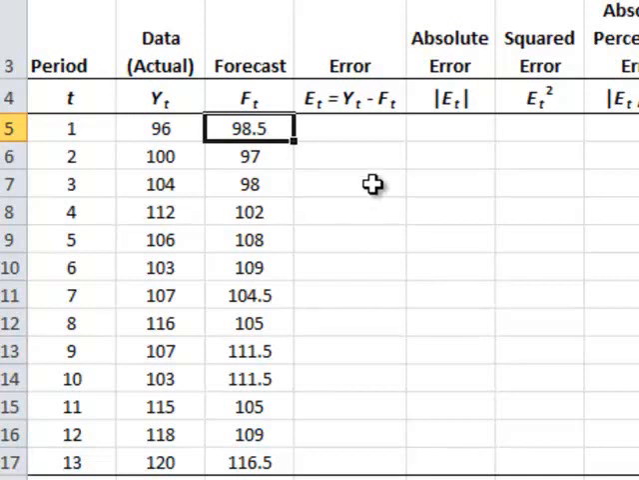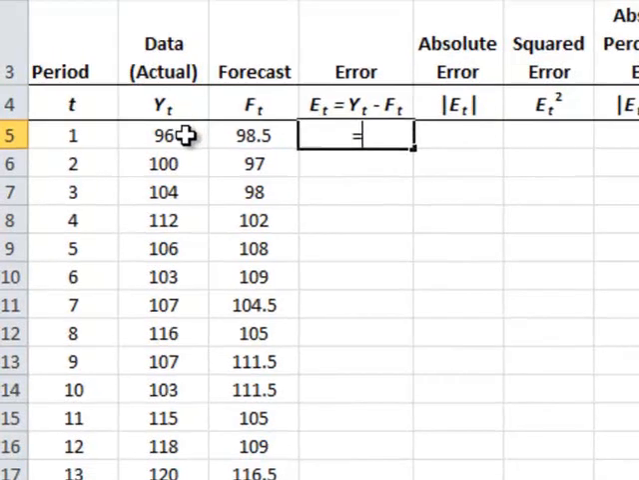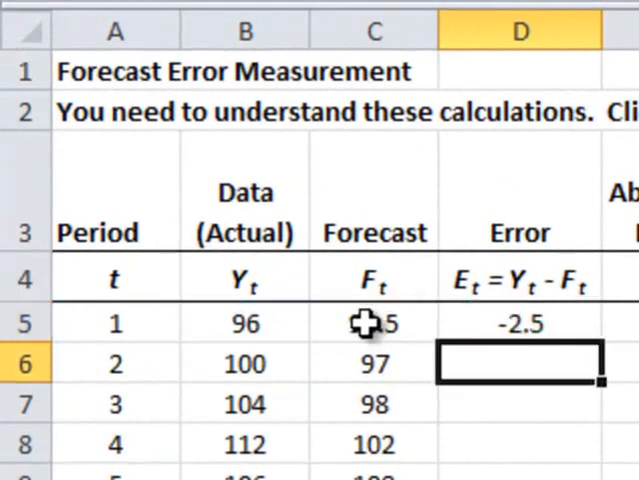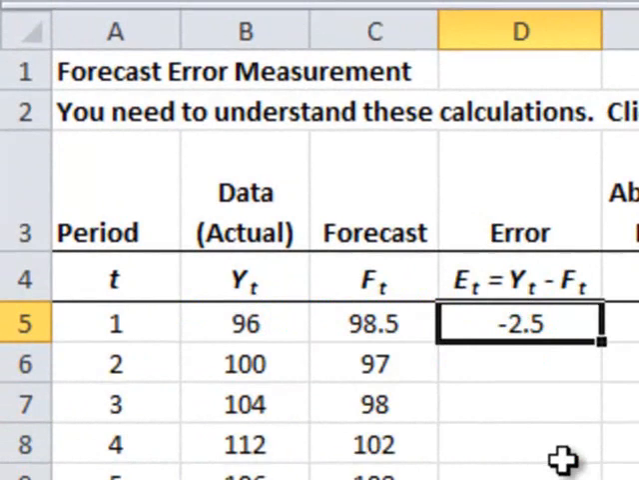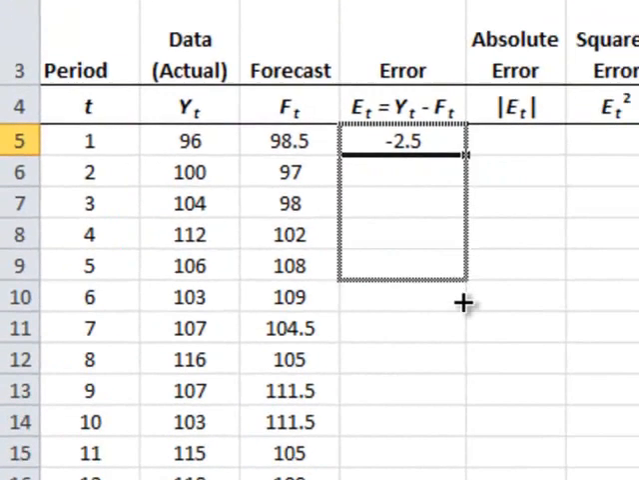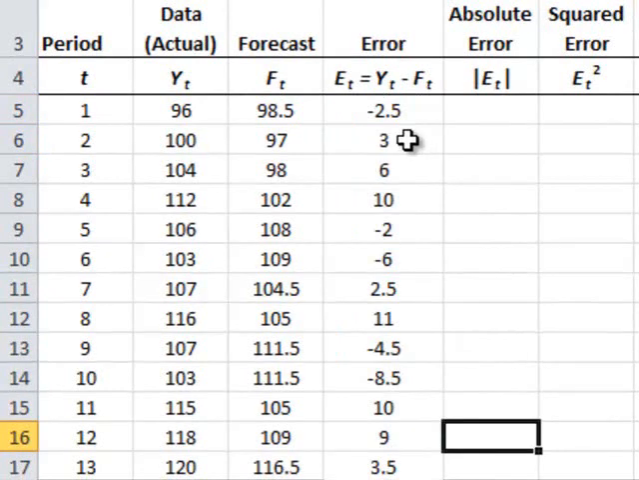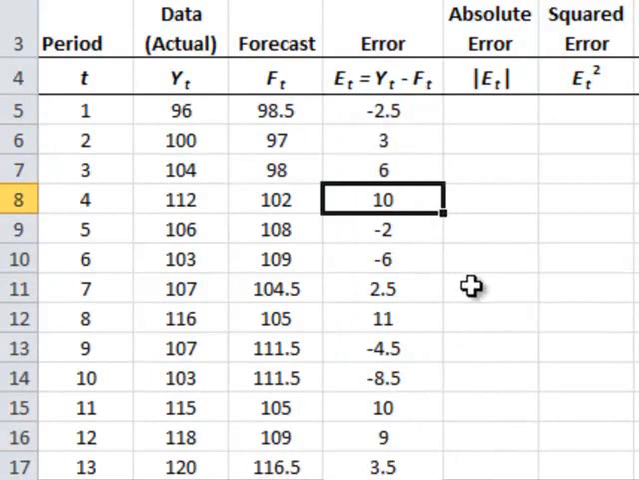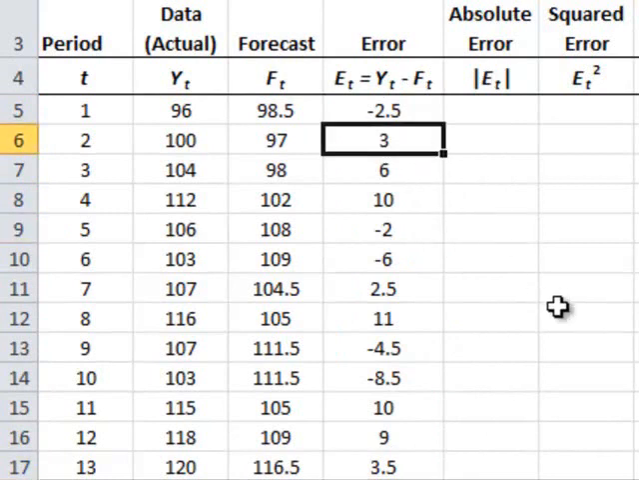So my first step is to simply compute the error for each period, and the error is simply the actual value minus the forecast. So my error in period 1 is a negative 2.5. I'll drag this formula down. In period 2 my error was 3, in period 3 my error was 6, in period 4 my error was 10, and so on. Notice some of these errors are positive, and those are cases where the actual data lies above the forecast. I have a positive error term, and some of these errors are negative, and those are the cases where the actual value lies below the forecast.